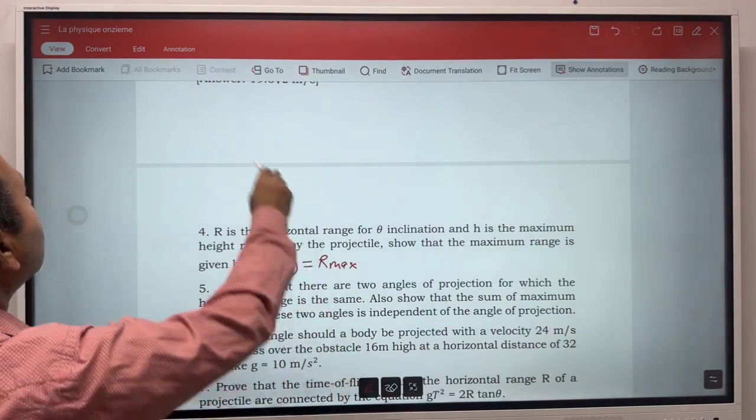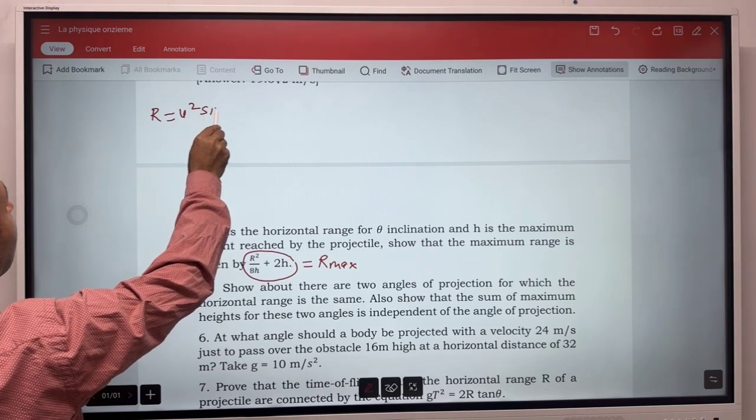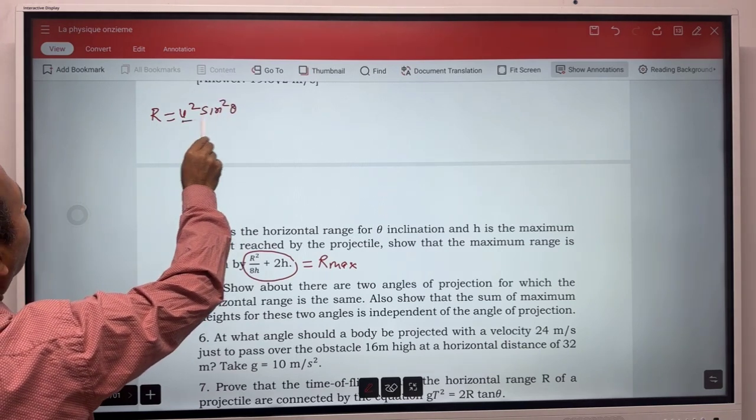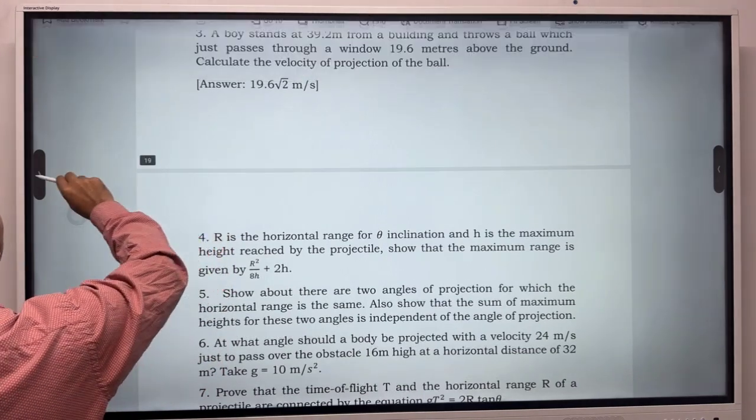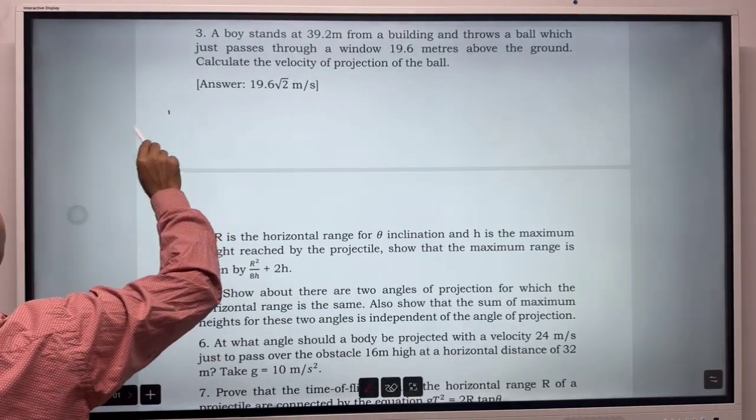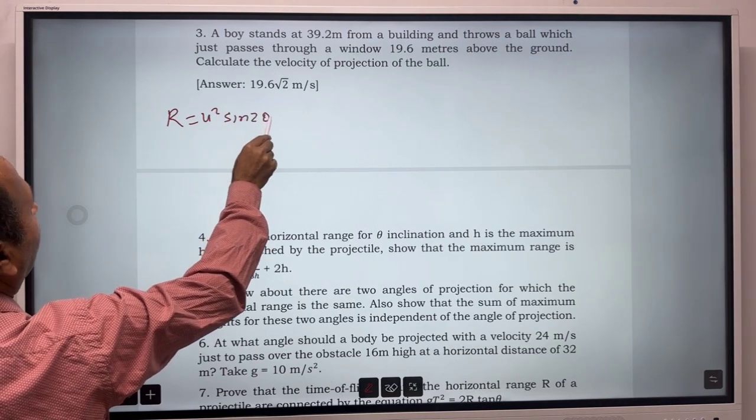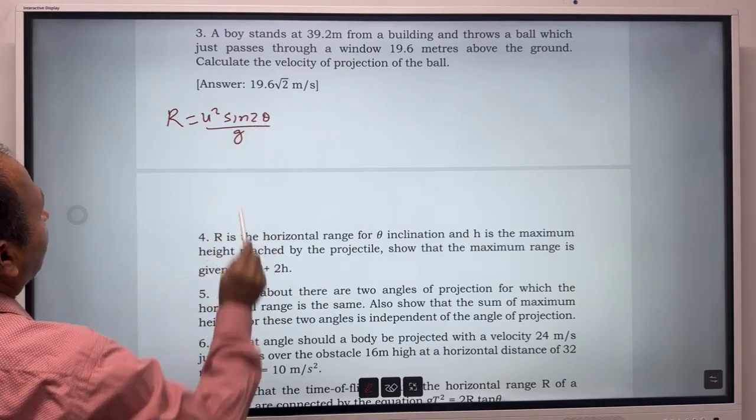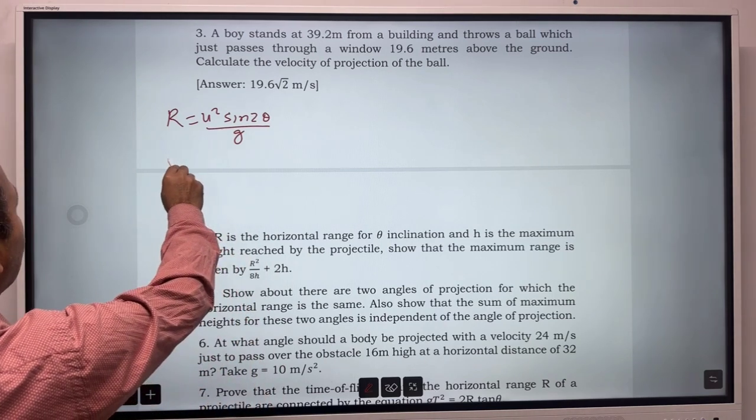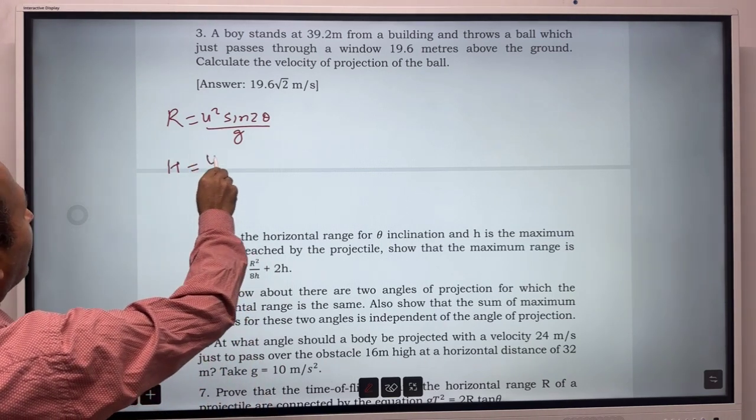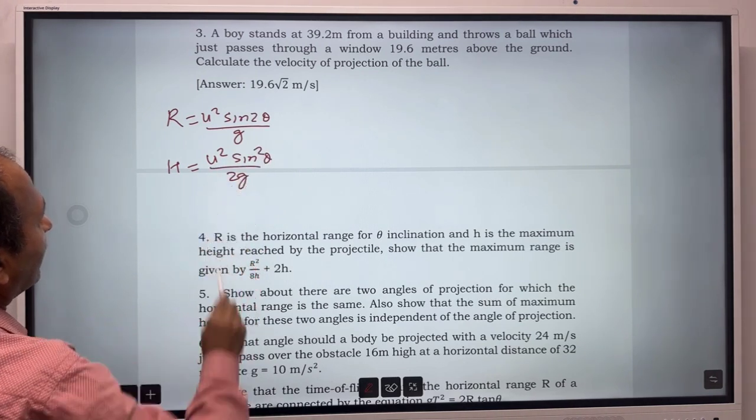So for this, let's see, r is given by, no, r is given by u square sine 2 theta divided by g. We need r square upon 8h. Let's write h also here, so it will become easier. U square sine square theta divided by 2g.